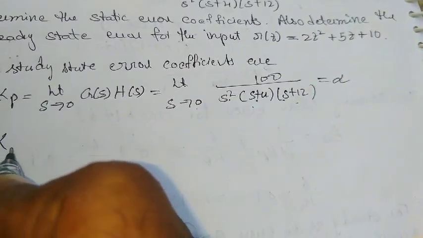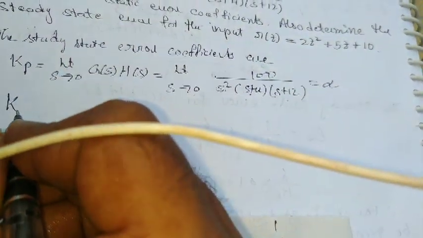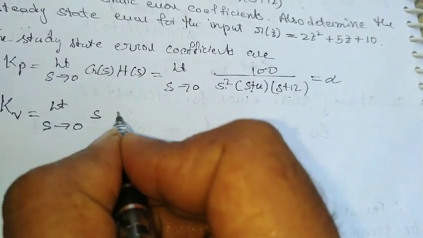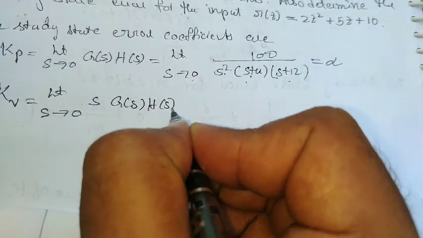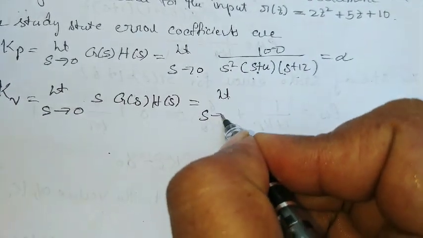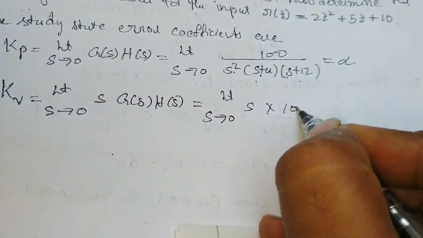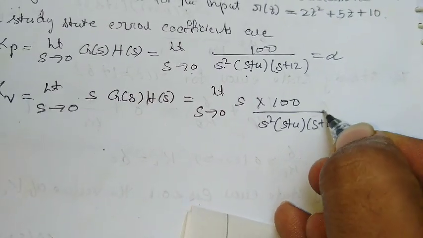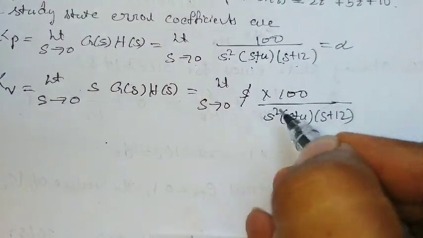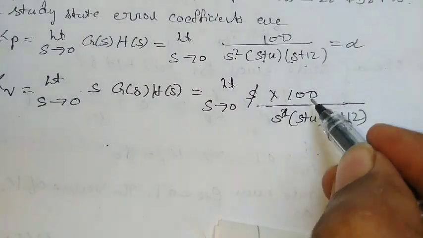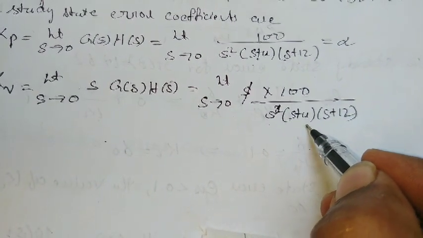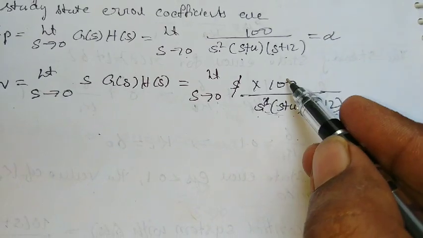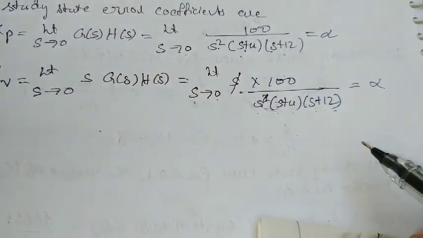Next steady state error coefficient Kv. Kv is given by limit s tends to 0, s into G(s)H(s), which is limit s tends to 0, s into 100 divided by s square into (s plus 4) into (s plus 12). Here in the numerator one s and in the denominator one s will get cancelled. What remains is 100 divided by s into (s plus 4) into (s plus 12). If I substitute s equal to 0, the denominator will be 0, so something by 0 is again infinity.